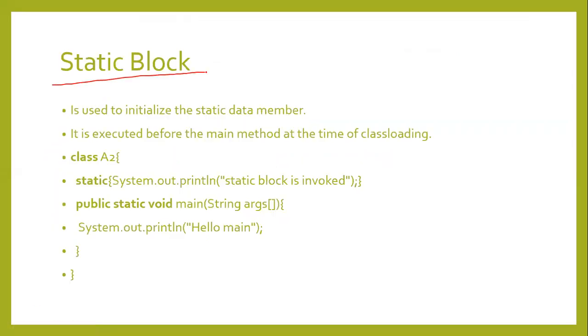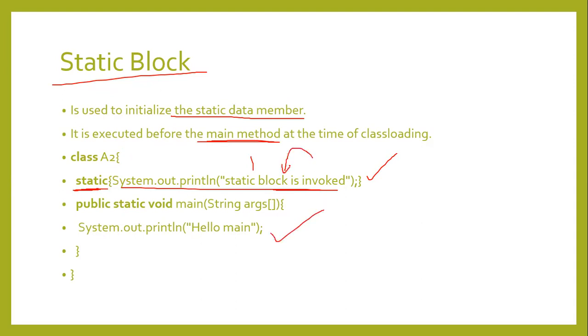Then we have a static block. So this might sound a little fresh concept, but let's understand. It is used to initialize the static data member. It is executed before the main method at the time of class loading. So this is an example for the same. See, if you want to declare a block, then this is the procedure. You just have to initiate it with static keyword, and whatever you need to do within that block, encode it within the curly braces and print it. So one thing you need to know is this static block gets executed before the main method. So before main method gets executed, the static block gets executed, okay?